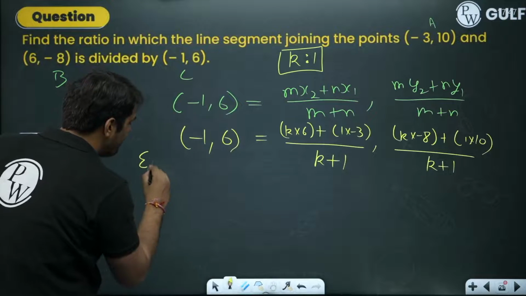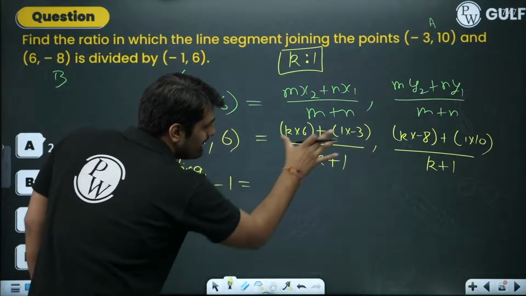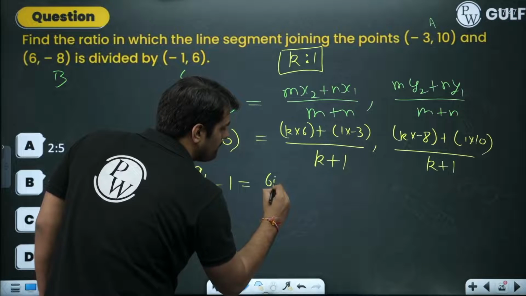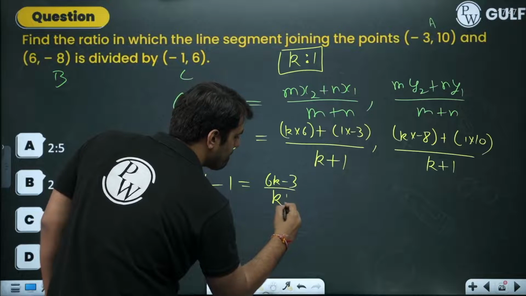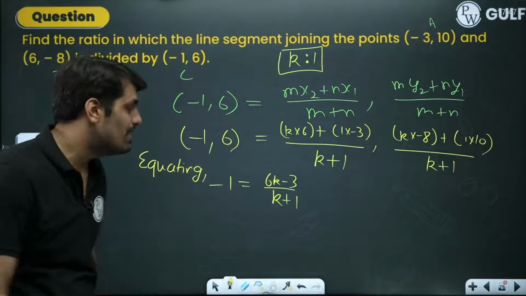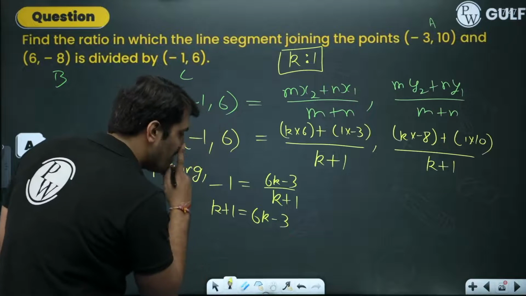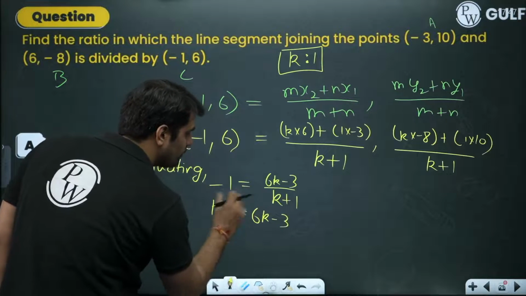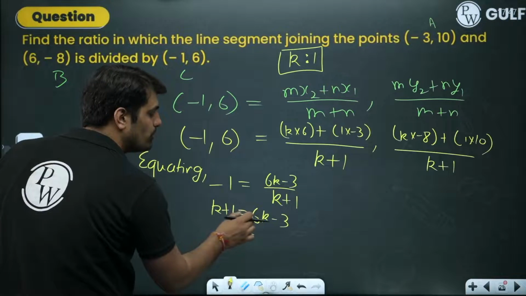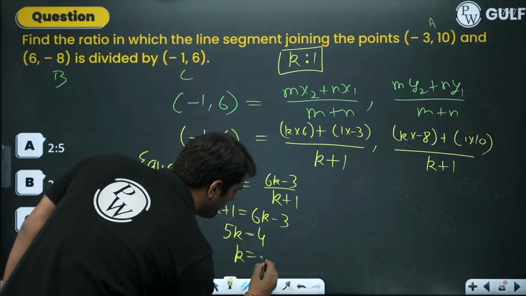So equating over here, when I equate minus 1 to this part, k into 6, 6k, not plus, it will be minus 3 upon k plus 1. I'll do the cross multiplication, and I believe this will form a simple equation which can be easily solved. So k plus 1 is equal to 6k minus 3. From here, this k will go on this side, so 6k minus k, that will be 5k. Minus 3 will come on this side, plus 3 plus 1, 4, k coming out to be 4 by 5.